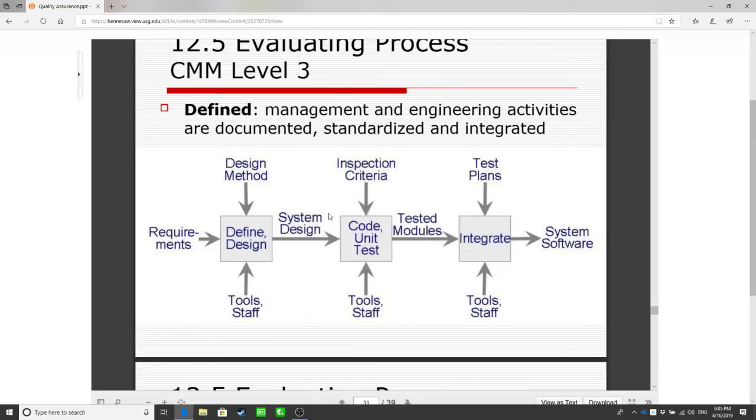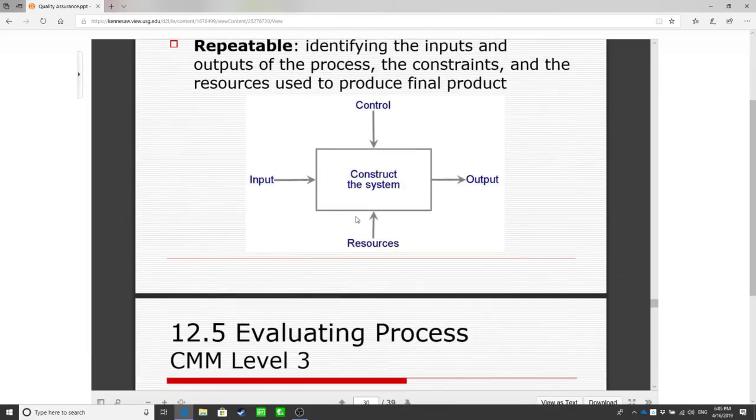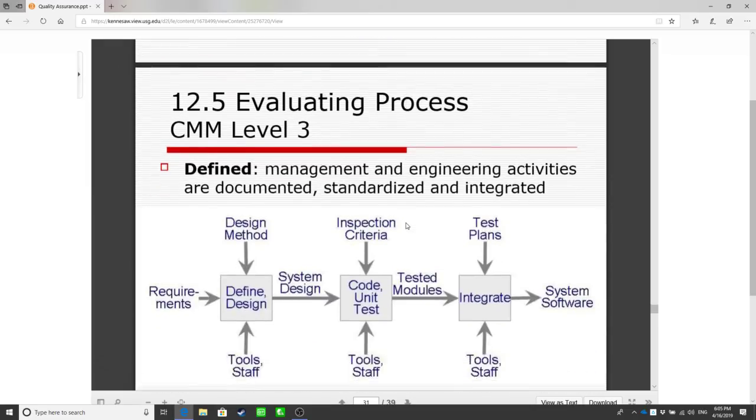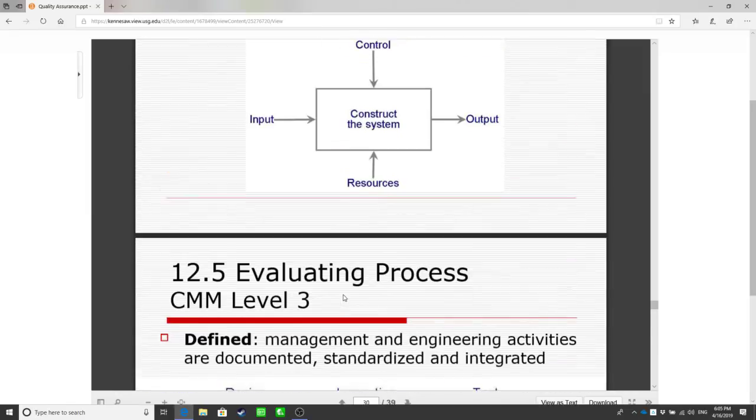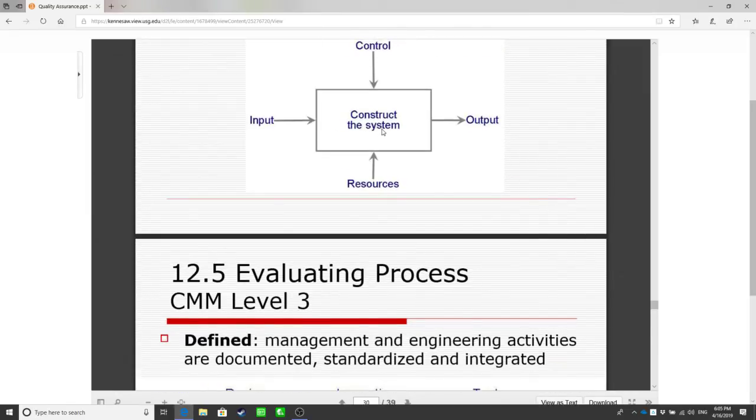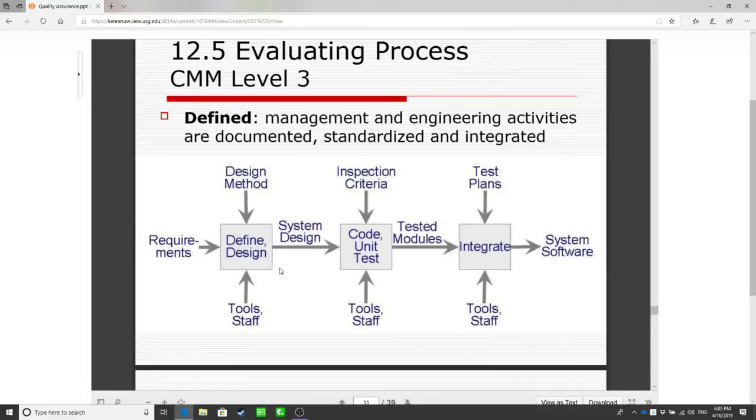One of the principles, remember, it's important: we can only measure what is visible in this chart. Like the input, we can measure. The requirement, we can measure. The management, resource, they all can be measured. But within this construction, construct the system, if we do not specify them into design, coding, and integration, it's hard to evaluate each individual stage of them.